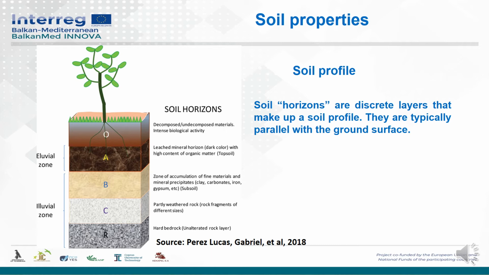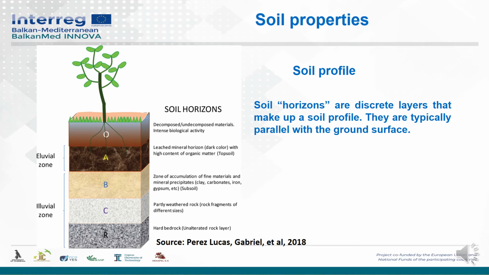We have the horizon A. In fact, it is called topsoil. This horizon, which has a dark color, has a high content of organic matter compared to the other layers that come deeper. Usually, this topsoil is the most important soil where the roots find their nutrients.